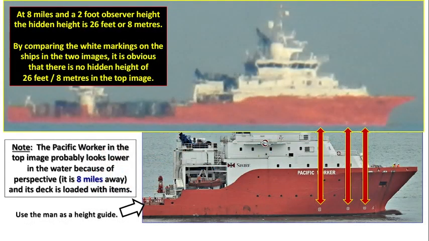At 8 miles and a 2-foot observer height, the hidden height is 26 feet or 8 meters. By comparing the white markings on the ships in the two images, it is obvious that there is no hidden height of 26 feet or 8 meters in the top image. Note, the Pacific Worker in the top image probably looks lower in the water because of perspective. It is 8 miles away and its deck is loaded with items. Use the man as a height guide.